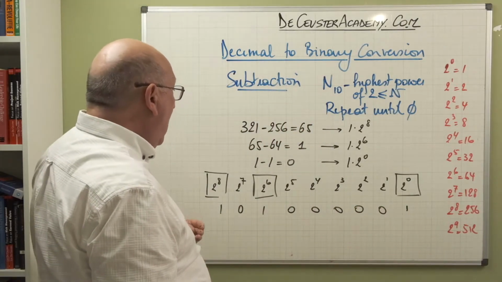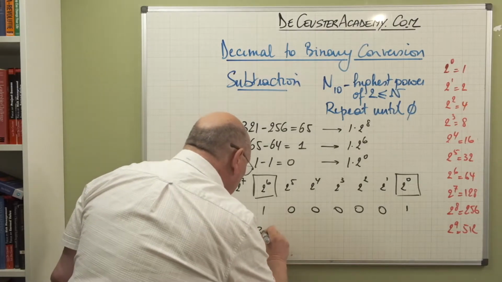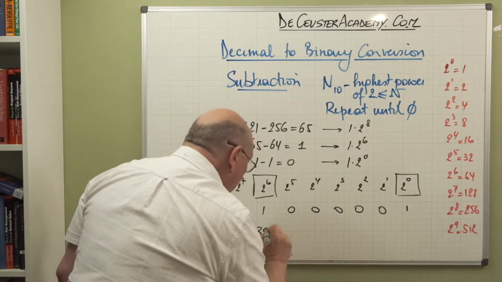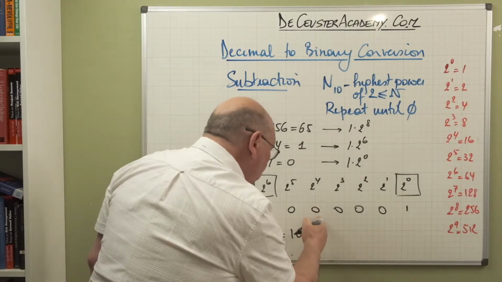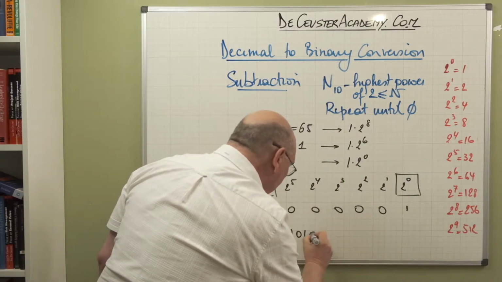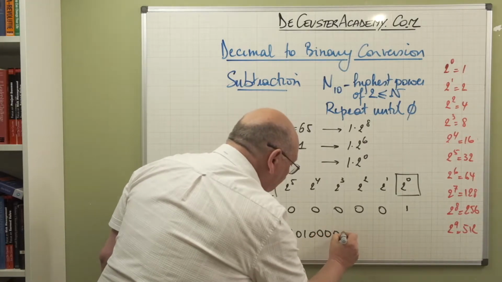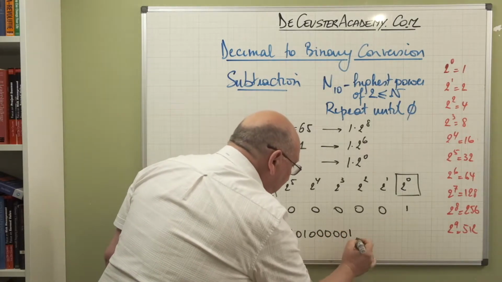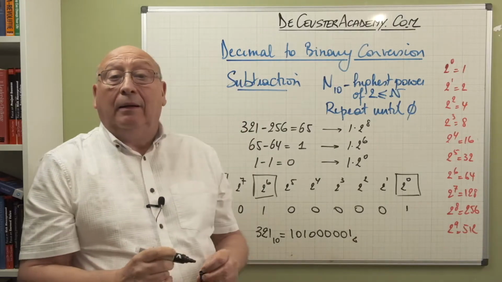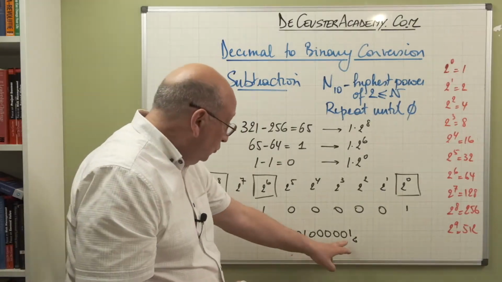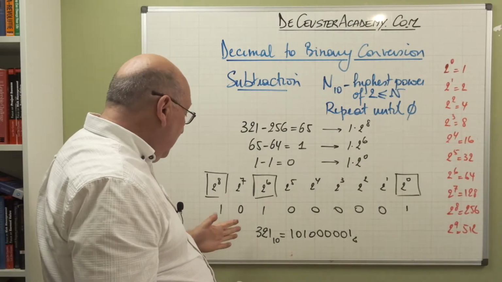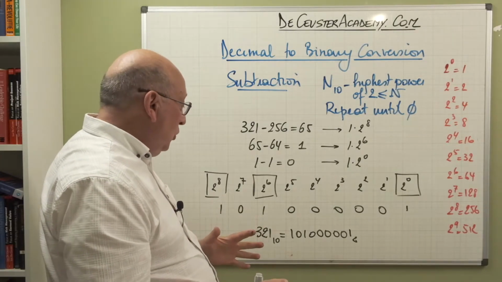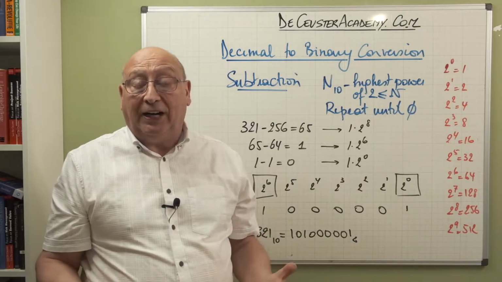So basically our number 321 in decimal is equal to 101. I have 1, 2, 3, 4, 5 zeros, 1, 2, 3, 4, 5, and the final one, base 2. The 2 indicates the binary number. So basically that's the method using the subtraction.